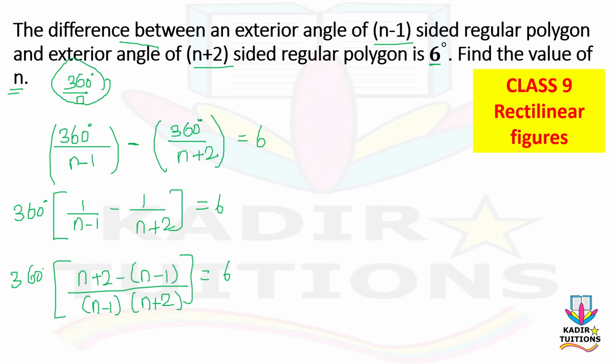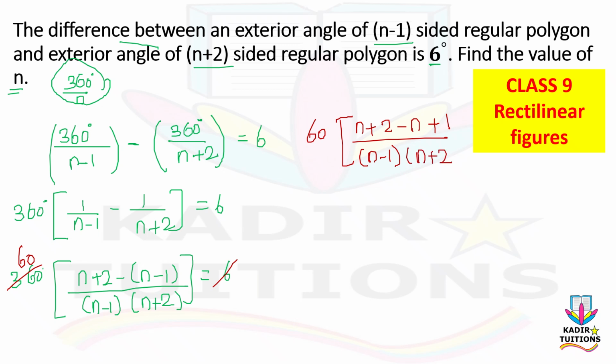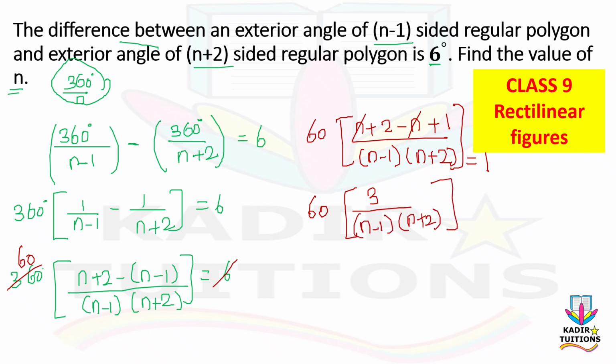So now actually I can cancel this 6 and 360. So it's going to be 60 times. Yes, now still we can continue. We'll remove the bracket on the numerator. So 60, and over here it is n+2 minus n plus 1, divided by n-1 into n+2, equal to 1. So now see, plus n and minus n get cancelled. So 60 into 2 plus 1 is going to be 3. So here it is n-1 into n+2 equal to 1.